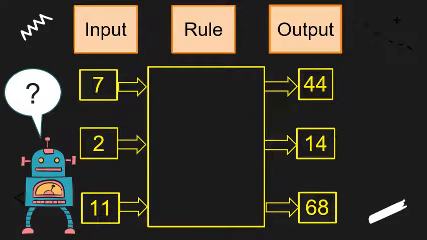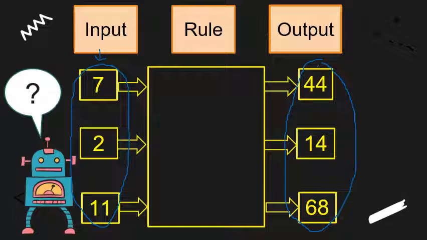Okay, so here I've got my input numbers, and my output numbers in this pattern are 44, 14, and 68. And so all these numbers on the left here have had a rule applied to them, the same rule, to get their output counterpart. Now immediately I can't see a relationship between 7 and 44, but I can see a relationship between 2 and 14 because I know that 2 times 7 is 14.